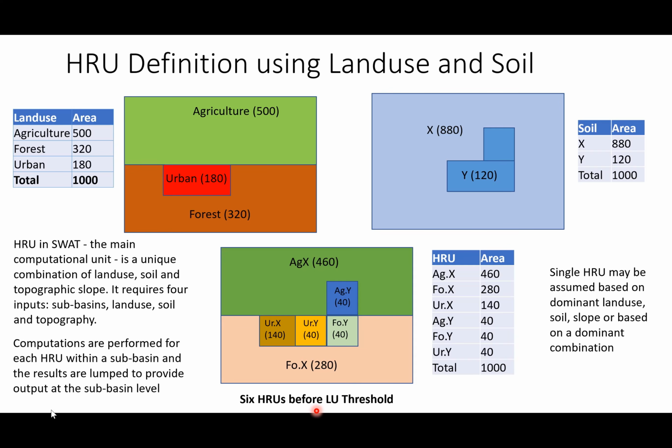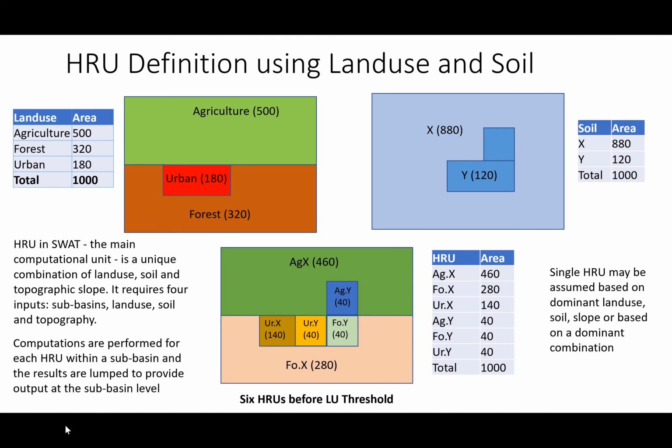In HMS, all the calculations are done at the sub-basin level. In SWAT, all the calculations are done at the HRU level. So HRU stands for Hydrologic Response Unit, and it is a unique combination of land use, soil, and topographic slope.